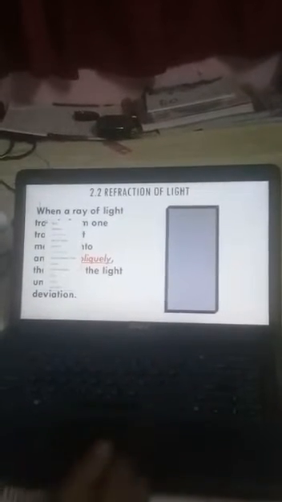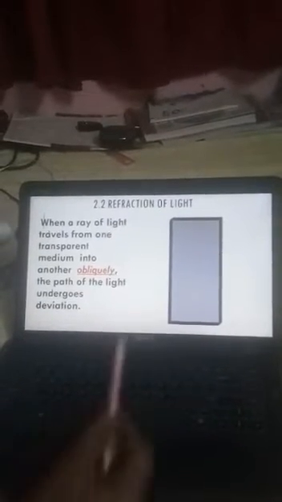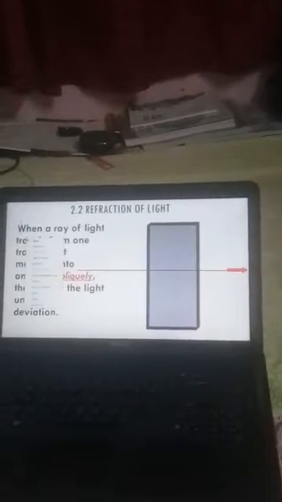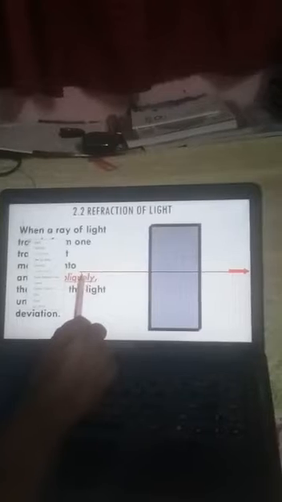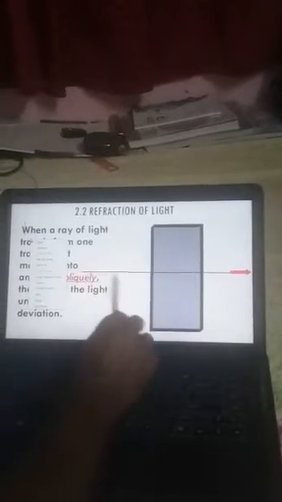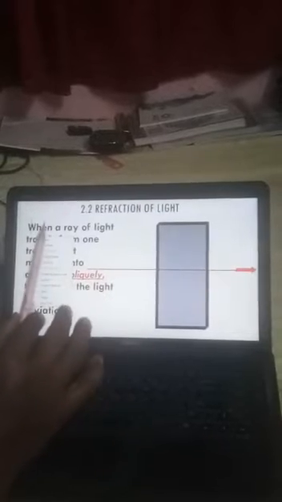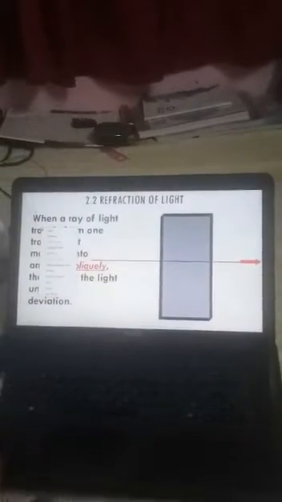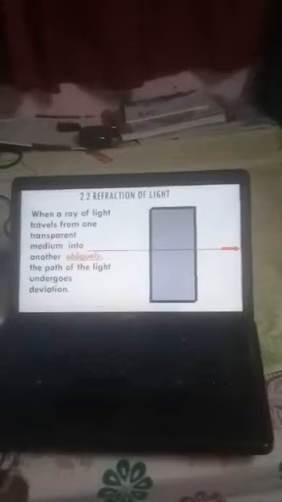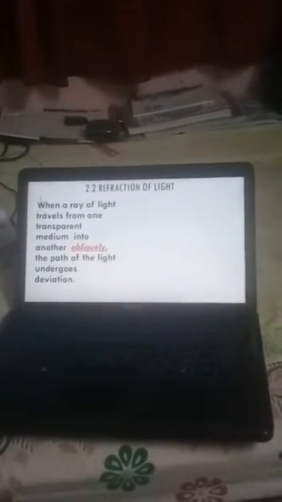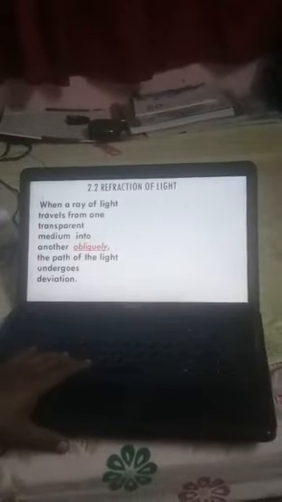the light ray has not undergone any change, because it is not falling slanting, it is falling straight. So when light falls straight, it undergoes no deviation, but if it falls in the slanting position, it undergoes deviation. Let us go to the next slide, which will give you a better idea.